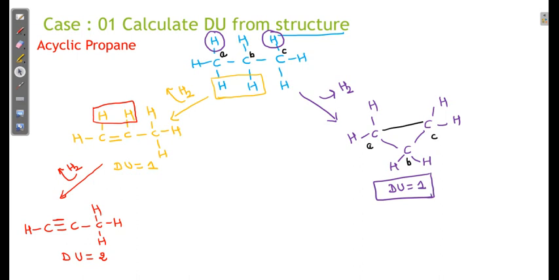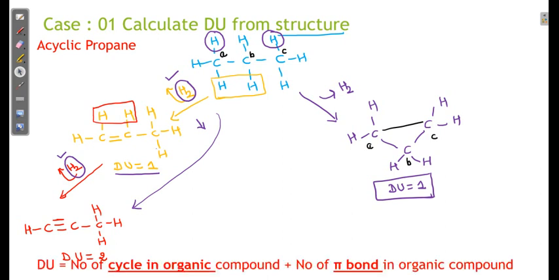Very simple. So now, degree of unsaturation is the number of hydrogen molecules removed from the compound to make another compound. Suppose from this example we can say there is removal of these two hydrogen atoms, one hydrogen molecule, so DU is 1. From here to here, if you see, there is removal of two hydrogen molecules, one is this one and another is this one, and we are getting a DU of 2. So this is the degree of unsaturation. Generally we can say that DU is equal to the number of cycles.